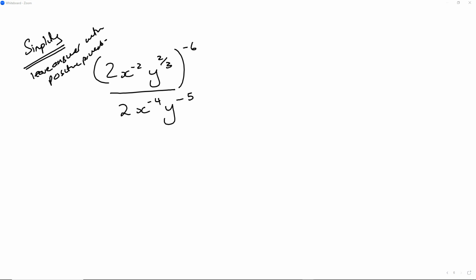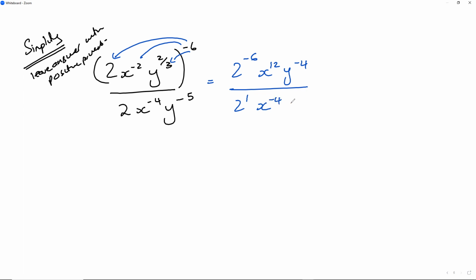Alright, let's go through this one here, and then we're done. The first thing I'm going to do here is distribute the power into the bracket at the top. So I'm going to multiply this. It's going to become 2 to the negative 6, x to the positive 12, because negative times negative is a positive. 6 divided by 3 is 2, 2 times 2 is 4, so it'll be y to the negative 4, all divided by 2 to the power of 1, x to the power of negative 4, and y to the power of negative 5. What I'm going to do is subtract the powers over here.